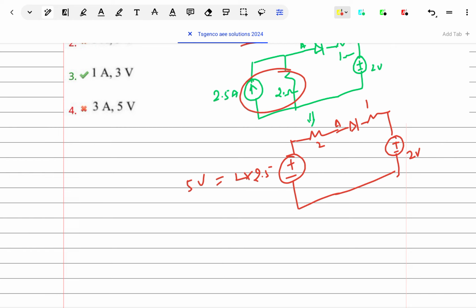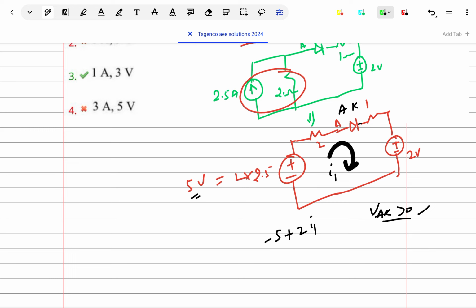Next, I am going to apply loop analysis to find the current here. So minus 5 volts plus, let me assume this current is I1, so 2 into I1, and the diode is ideal. If you see here, it's a higher potential here compared to here, so the diode will conduct and the current will flow. Why? Because if you take anode to cathode, VAK should be greater than 0, and the diode is ideal, so I am assuming the diode is conducting here.